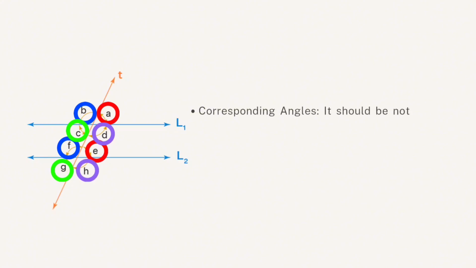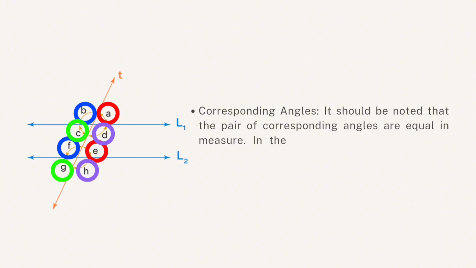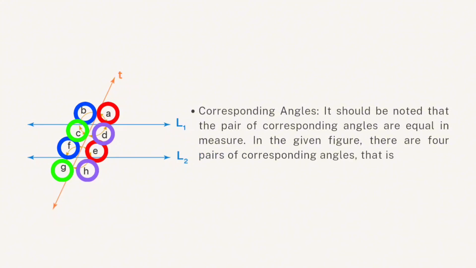Corresponding angles. It should be noted that the pair of corresponding angles are equal in measure. In the given figure, there are four pairs of corresponding angles, that is, angle A equals angle E, angle B equals angle F, angle C equals angle G, and angle D equals angle H.